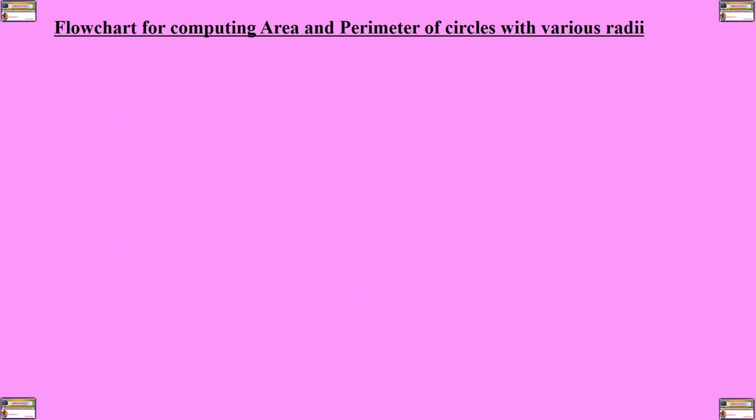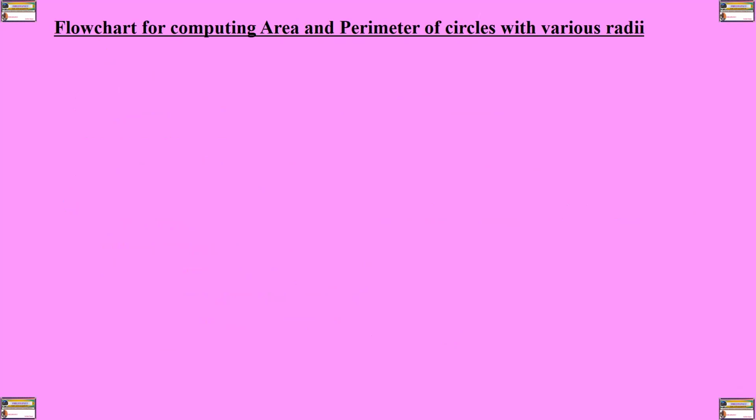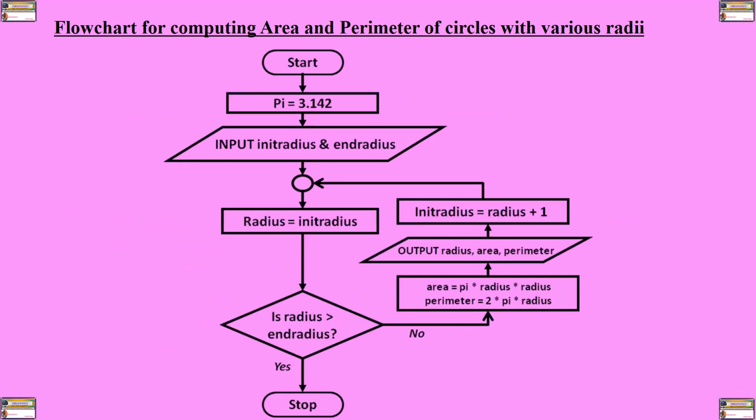Let's look at our flowchart. As we said in the previous presentation-based series, whenever you want to draw a flowchart for a program, you must have its title. So this title is: flowchart for computing area and perimeter of circles with various radii. So that is our flowchart.